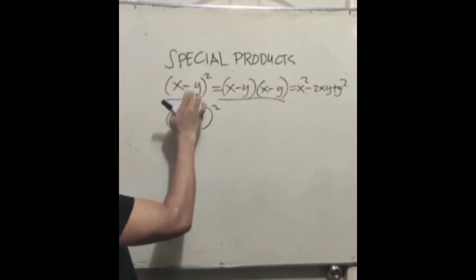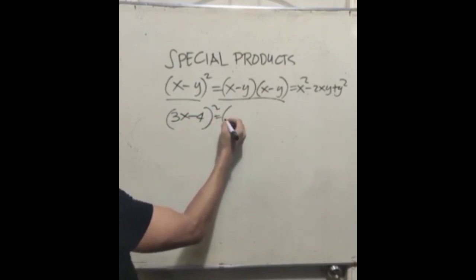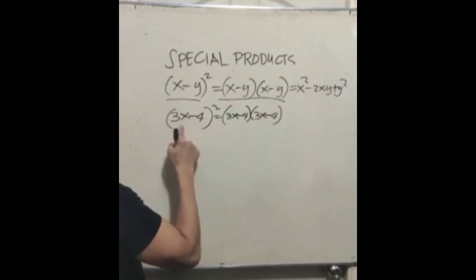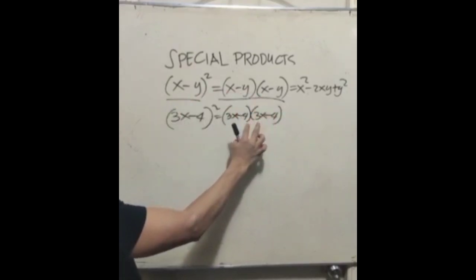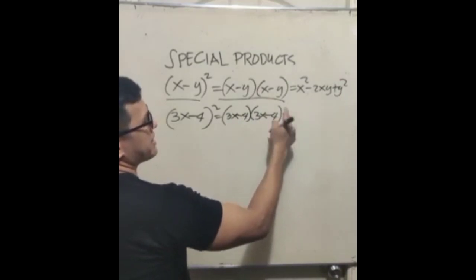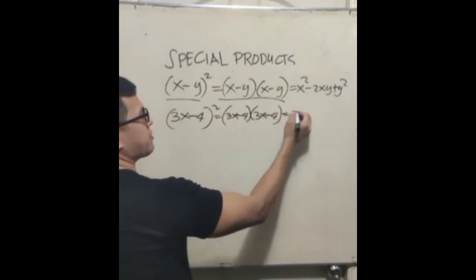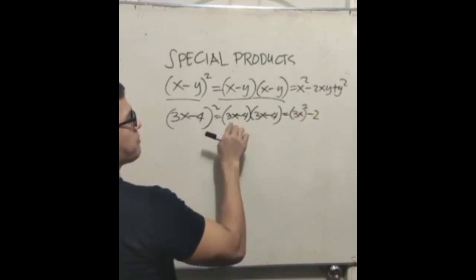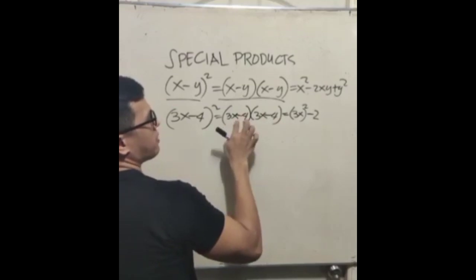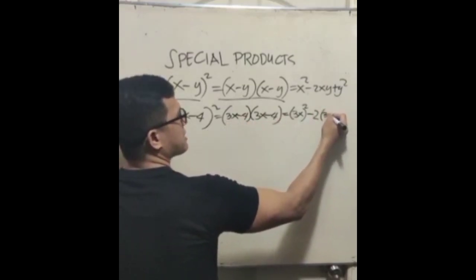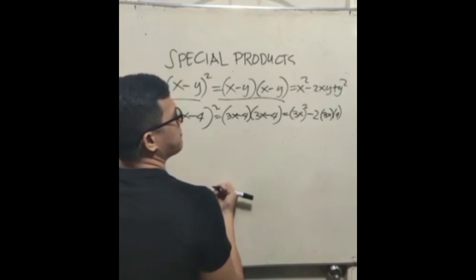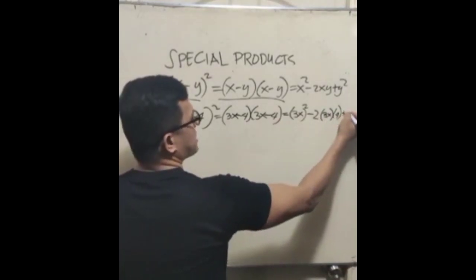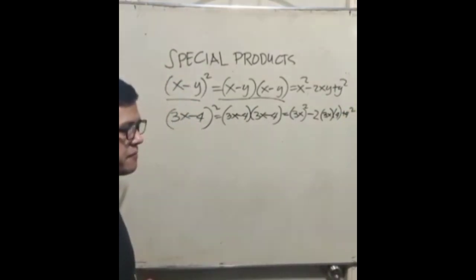Okay, so in this case, same, right? So what will be the next? We have 3x minus 4, and then 3x minus 4, right? Kasi kinopya lang natin siya. The same rule. And then, what will happen next? Square the first. What is our first? It is 3x. So 3x, square that. And then minus 2 always, right? Multiply 3x and 4, a and b, or x and y. So we have 3x and 4. Next, square the last. That is plus 4 squared.